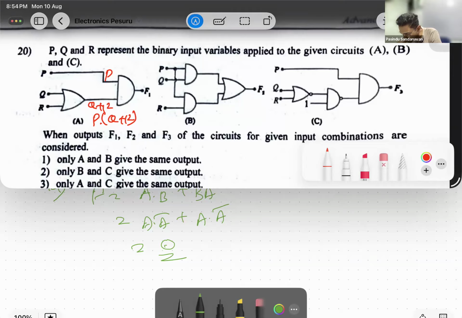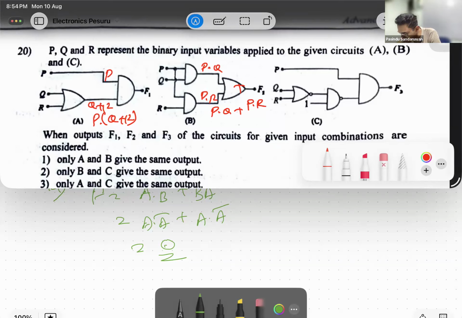For the second one, right? From here, P dot Q comes. From here, P dot R comes. Then F2 is P dot Q plus, this is an OR gate, then P dot Q plus P dot R.